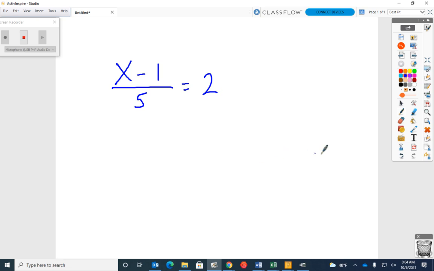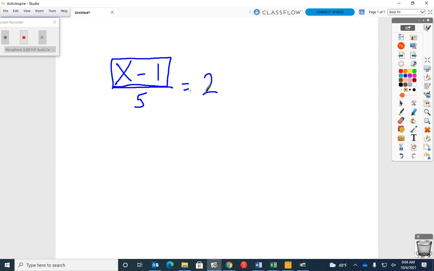Who remembers what I do with two-step equations? We did this a little bit last year. Anybody remember? Whatever is directly connected to that variable, what do I do with it? No? Put it in a box. Remember putting it in a box? So what is directly connected to this variable? X minus 1. We're going to put that in a box.